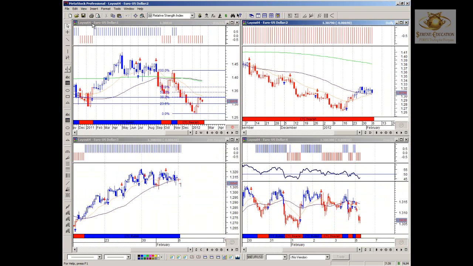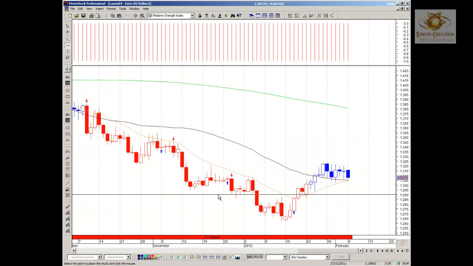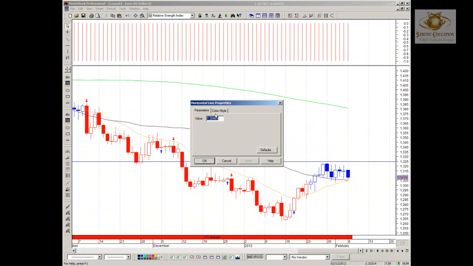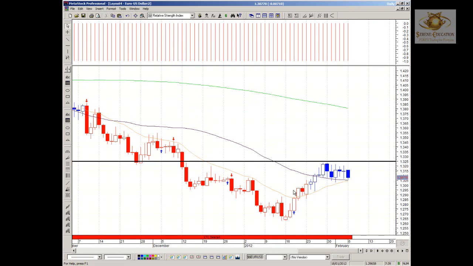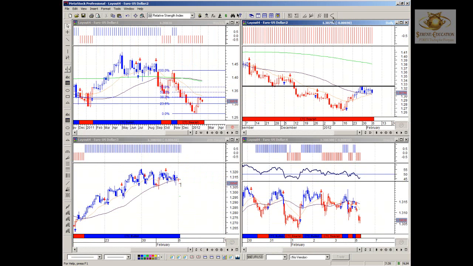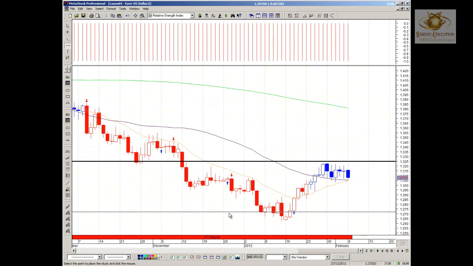So if we just bring up the daily chart, there we go, 1.3250. You can see that's the resistance level, which happens to be price support. Okay, so we need to get above that area there, and we'll just make it nice and bold. There we go. And the other one we need to look at is the 1.3000 mark. That will be our long-term goal.